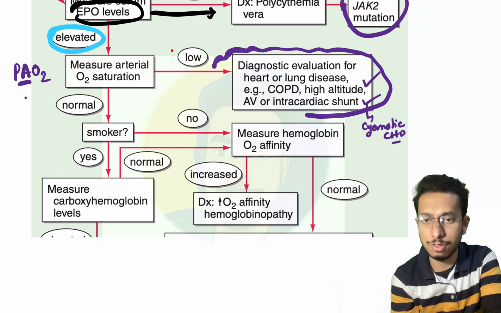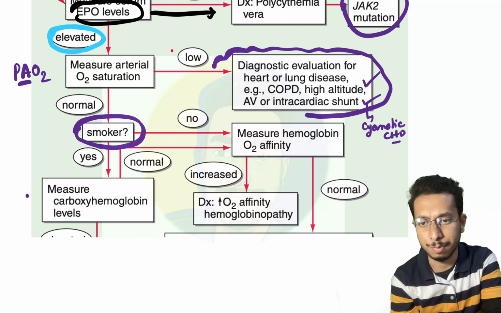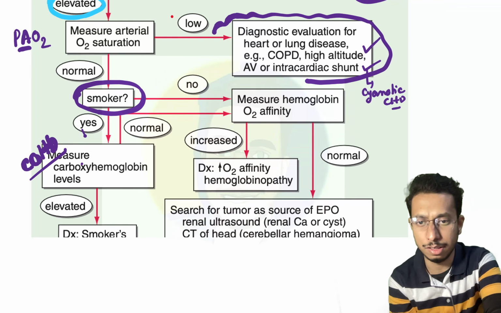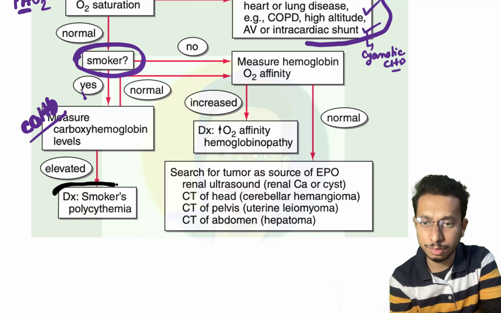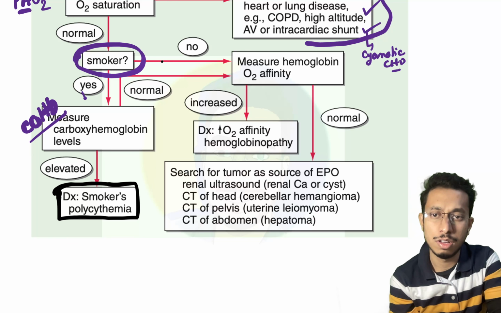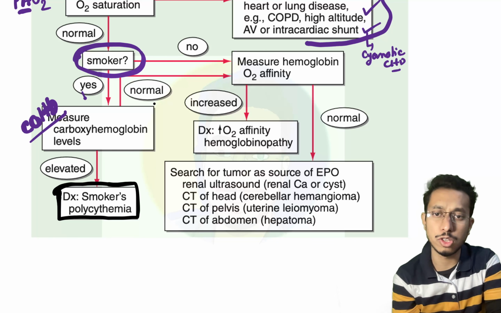Now if it is normal, check whether smoking history is present or not, and if smoking history is present, measure the carboxyhemoglobin level. If the carboxyhemoglobin level is elevated, you can label the person as smoker's polycythemia.